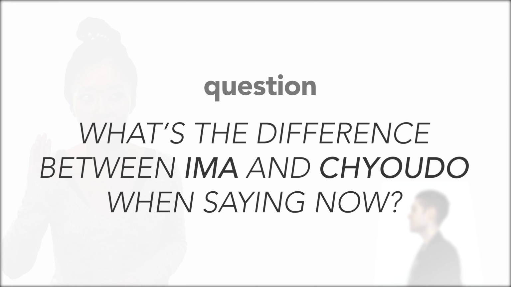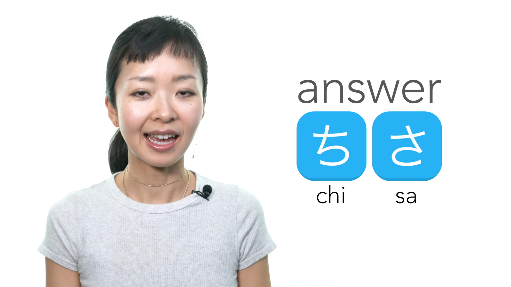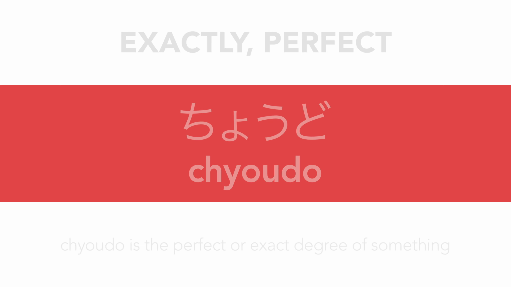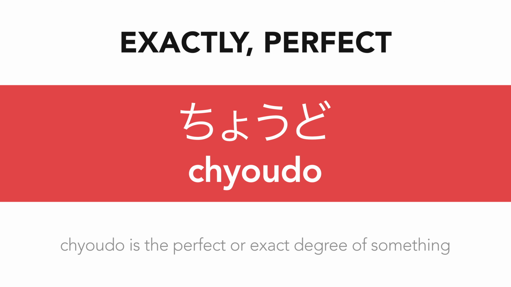What's the difference between saying what time it is now when you use ima or choudo? Just clearly they are totally different words. Ima means now, choudo means exactly. So, or I think the exact degree of something. So rather than thinking choudo means only exactly, you can think it means an exact degree of something.